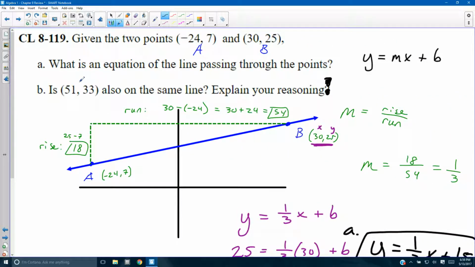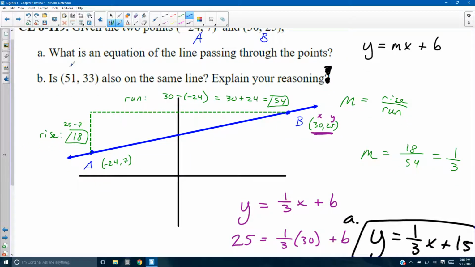Part B: is 51, 33 also on the same line? Explain your reasoning. It's possible that we could take this graph, go rise 1, run 3, rise 1, run 3, and do it 21 times until we decide whether or not it's an answer to this. I think that if you fit this on the drawing the right way, you also might notice that it's not.